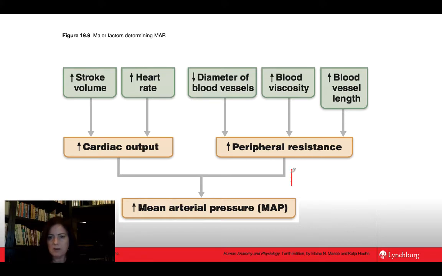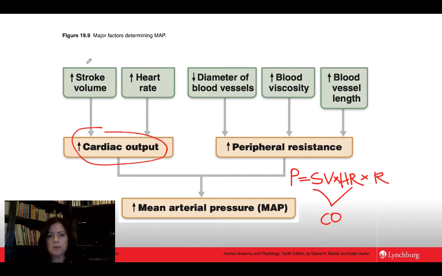In fact, if we write our equation out again, pressure equals stroke volume times heart rate times resistance. Okay, just by way of reminder. So this is what we see. We have all these factors that can contribute here. So here's our cardiac output, right? So anything here that increases cardiac output, like increasing stroke volume or increasing heart rate, is then going to increase our mean arterial pressure, right?